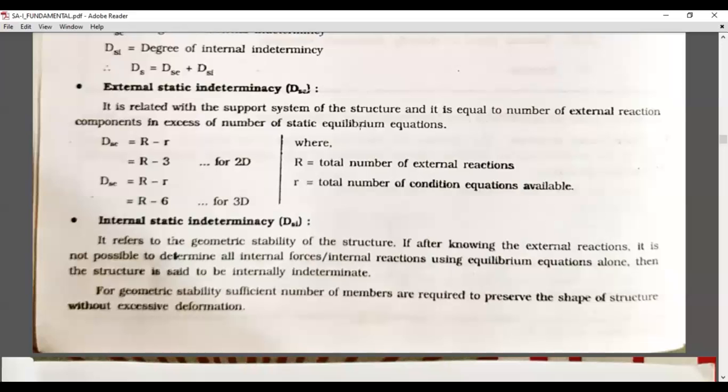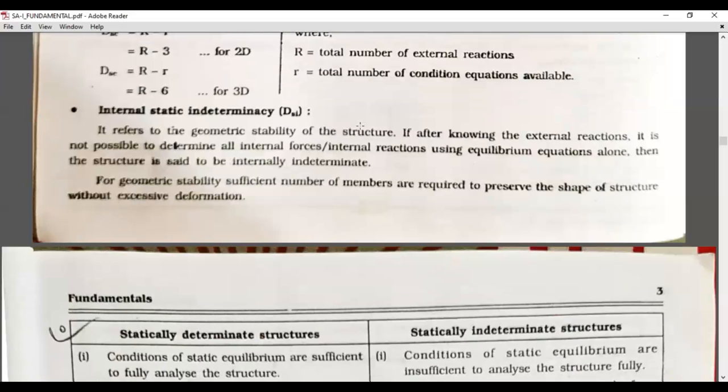Move to the next point, internal static indeterminacy. It refers to the geometric stability of the structure. If, after knowing the external reactions, it is not possible to determine all internal forces or internal reactions using equilibrium equations alone, then the structure is said to be internally indeterminate.